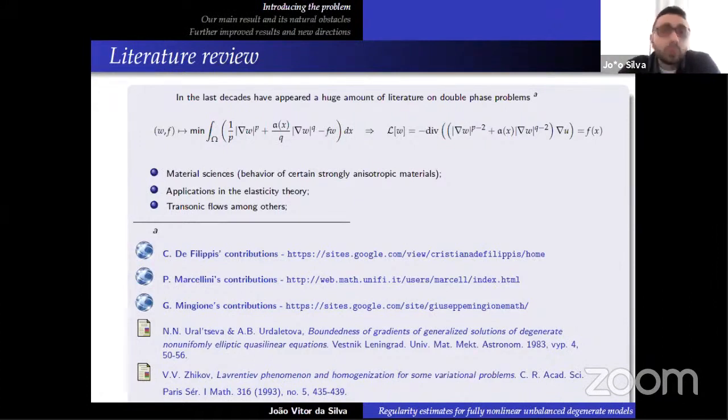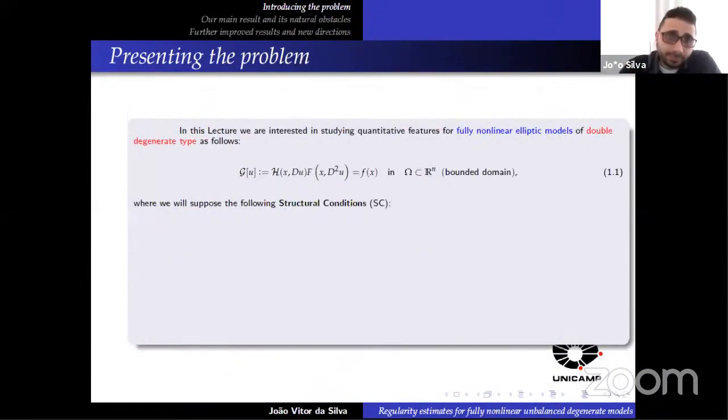And then we must quote the old and new contributions. For the old contributions, we can see Uraltseva, and the first work in this direction, a very well-known work, a celebrated work due to Zhikov. Regarding the recent contributions, we must go to the contributions of Cristiana De Filippis, Paolo Marcellini, and Giuseppe Mingione.